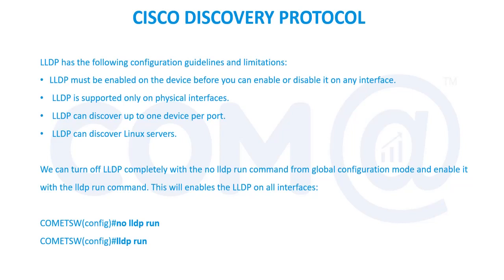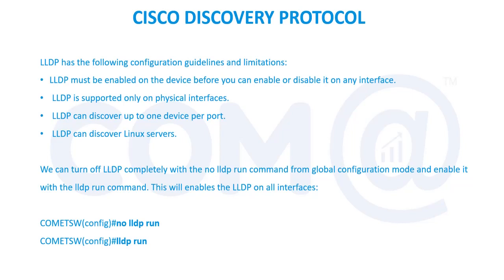First thing is it should be enabled on the device before we enable or disable it in the interface. So at the device level, first it has to be enabled. We cannot go in the reverse. So after you enable it in the device, then you can go for enabling in the interface. So that is from parent to child.